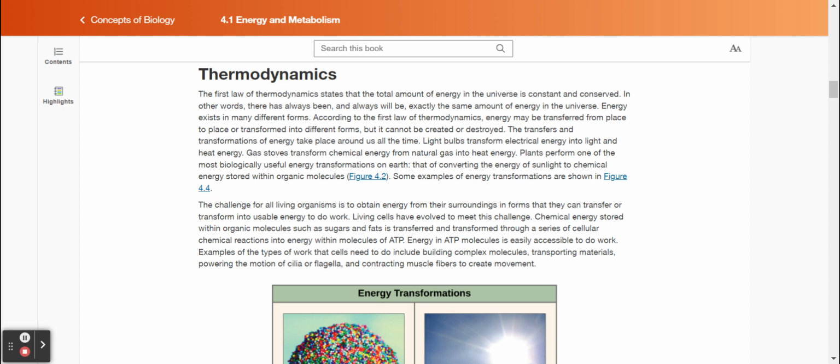The transfers and transformations of energy take place around us all the time. Light bulbs transform electrical energy into light and heat energy. Gas stoves transform chemical energy from natural gas into heat energy. Plants perform one of the most biologically useful energy transformations on Earth, that of converting the energy of sunlight to chemical energy stored within organic molecules. Some examples of energy transformations are shown in Figure 4.4.